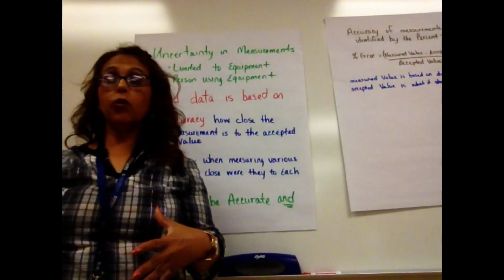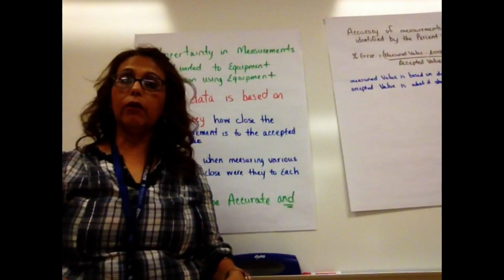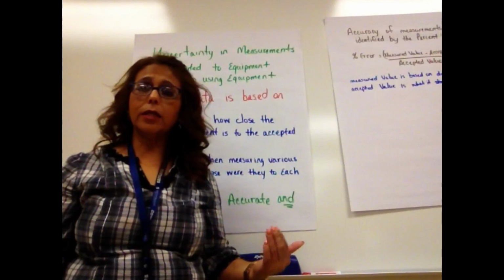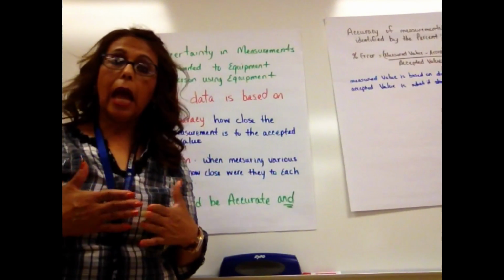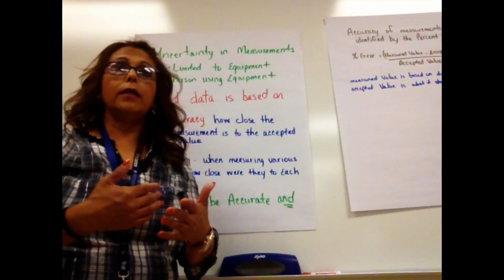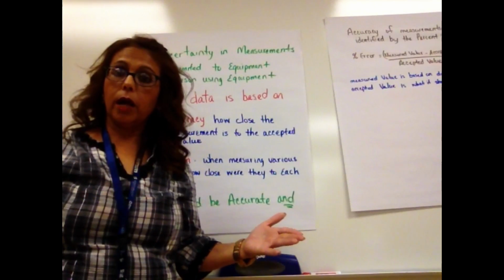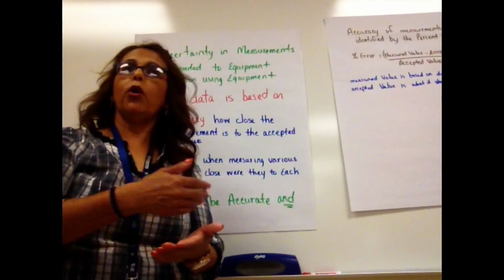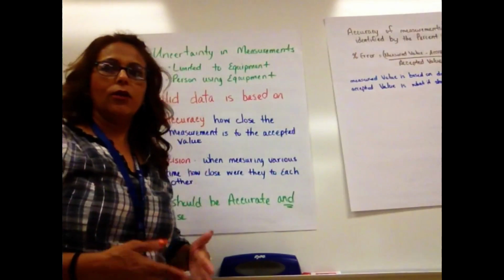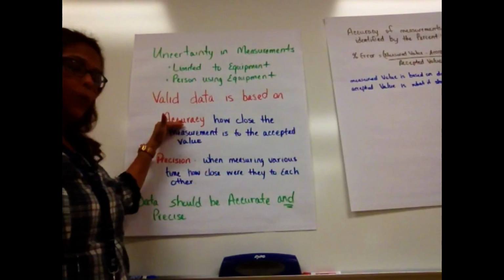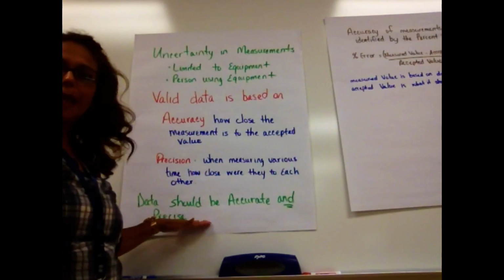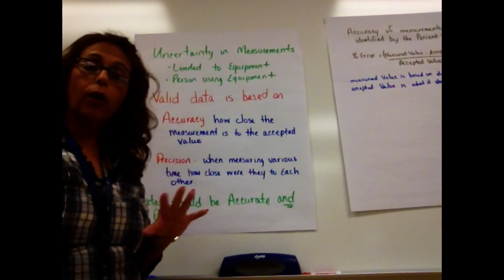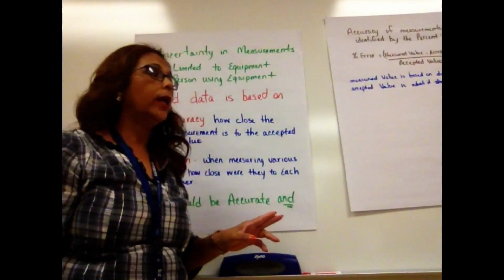I can give it to you with the example of the old saying, practice makes perfect. Well, no, it doesn't, because I can practice incorrectly how to do something and I'll never get it perfect unless I practice perfect to begin with. Perfect practice makes perfect. So we look at accuracy and precision. Now, data, like I said, should be both accurate and precise. We want to be both, not just one.